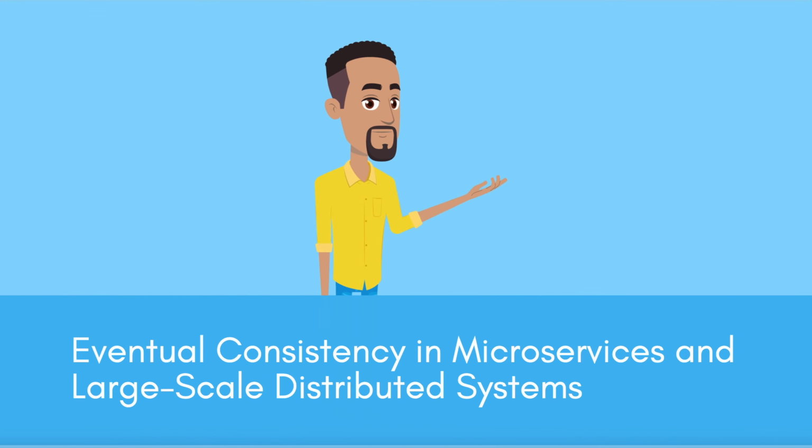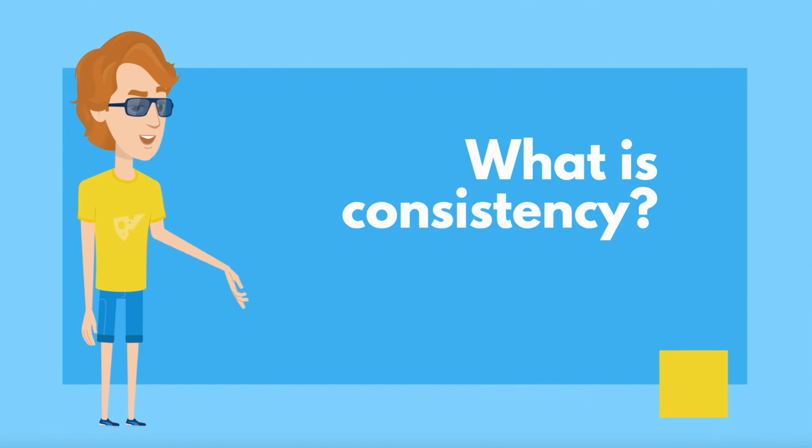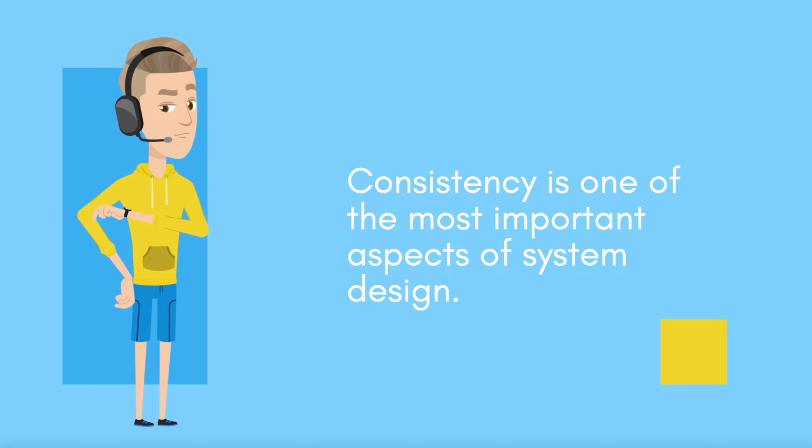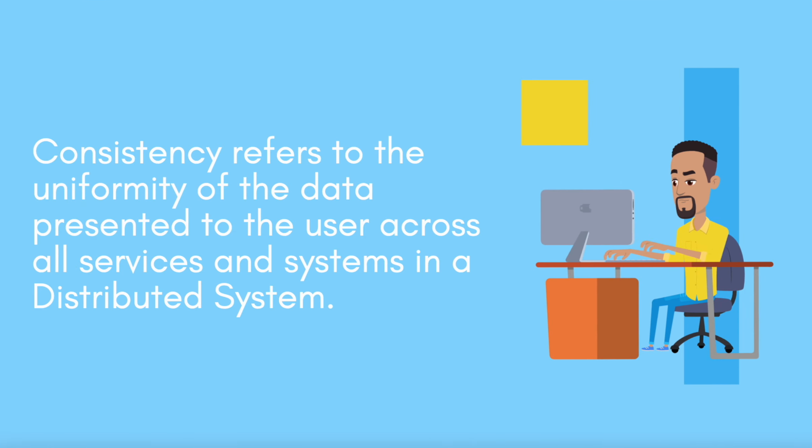Eventual consistency in microservices and large-scale distributed systems. What is consistency? Consistency is one of the most important aspects of system design. Consistency refers to the uniformity of the data presented to the user across all services and systems in a distributed system.